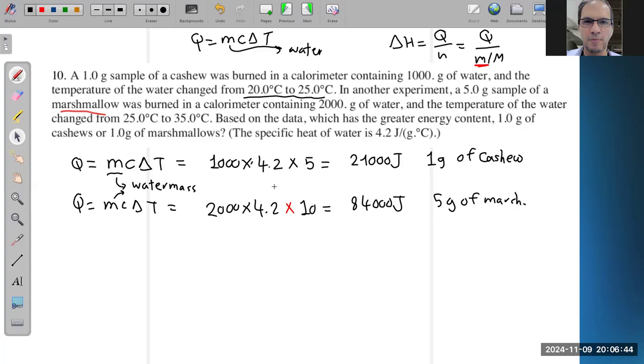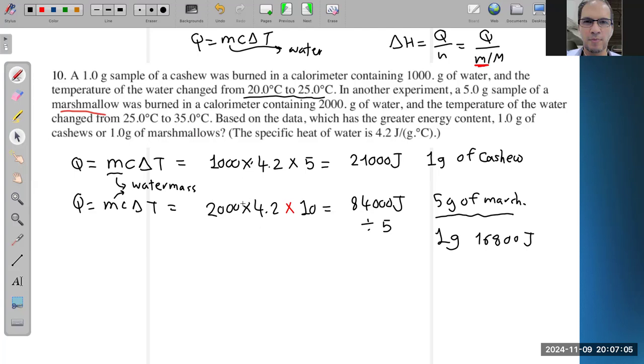marshmallow. Right, Mister, I need to compare 1 gram of cashew or 1 gram of marshmallow. So I need to change this into 1 gram. So I'll divide it by 5. So I will get 6800 joules per gram of marshmallow.